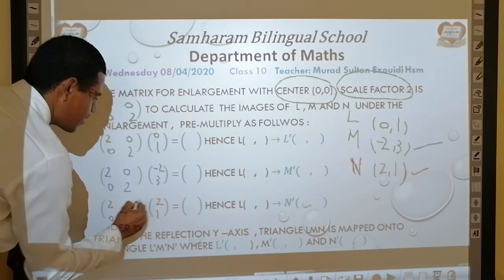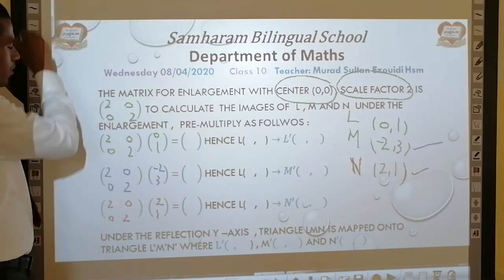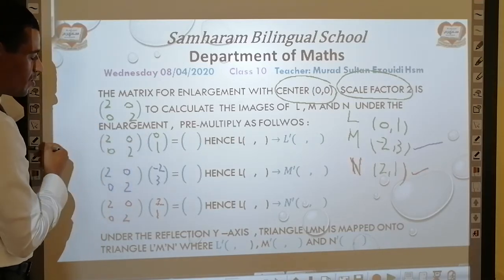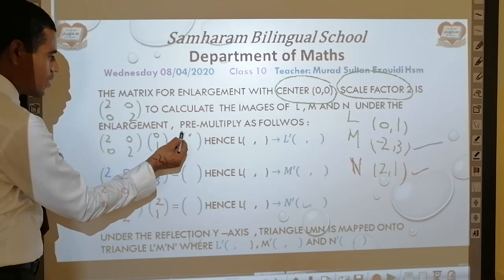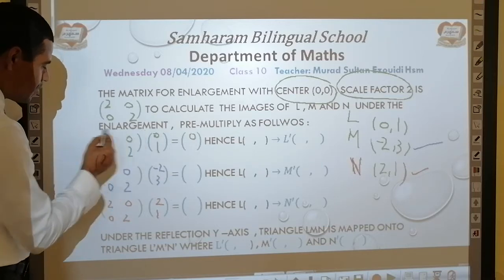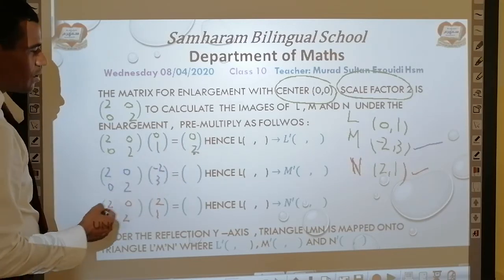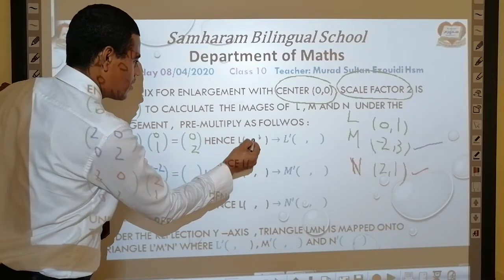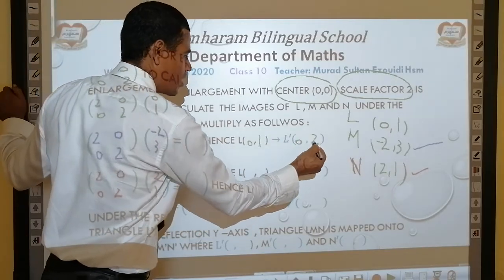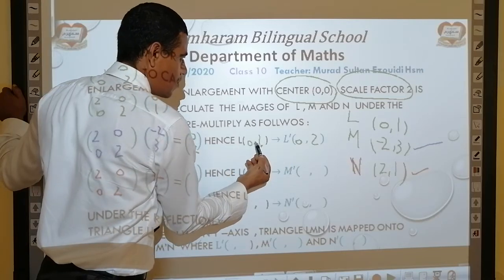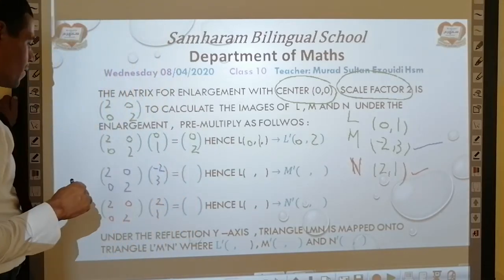Now I will calculate. Okay, let's do this. So, 2 multiplied by 0 is 0, plus 1 multiplied by 0 is 0. 0 plus 0 is 0. 0 multiplied by 0 is 0, plus 2 by 1 is 2. Okay, so L of coordinates 0, 1 maps to L prime 0, 2. It means you multiply 0 by 2 gives 0, you multiply 1 by the scale factor 2, it will be 2.